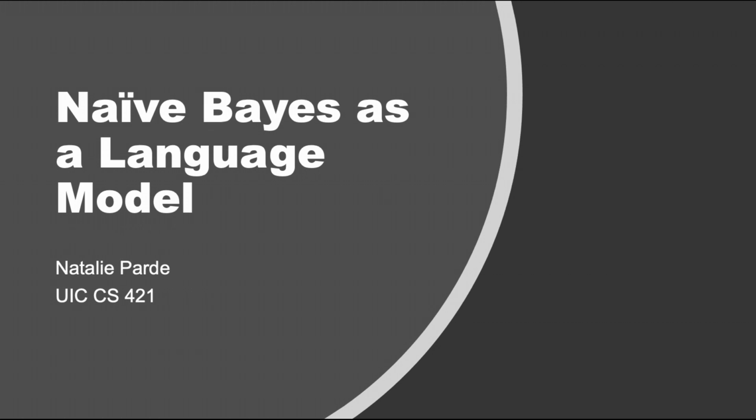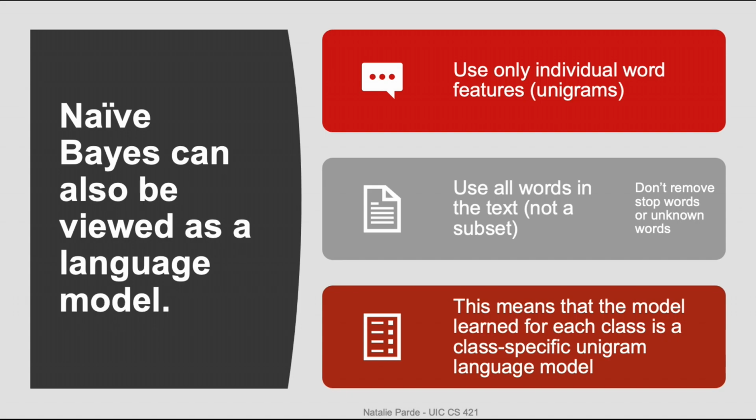In this short video, I'll cover an interesting additional way that naive Bayes classifiers can be useful. They can be used as a language model. The way you can use them this way is pretty simple. Basically, just compute likelihoods for all unigrams in your training data without removing any stop words or unknown words.